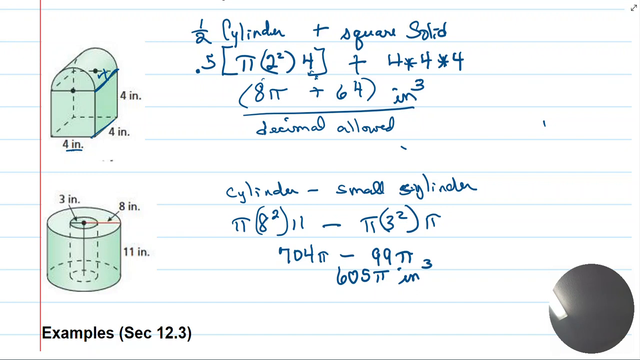Where did you get the second pi after the first one? I'm sorry? Why are there two pies? Yes. The first, because they're both cylinders. They're going to have pi because of the round base.